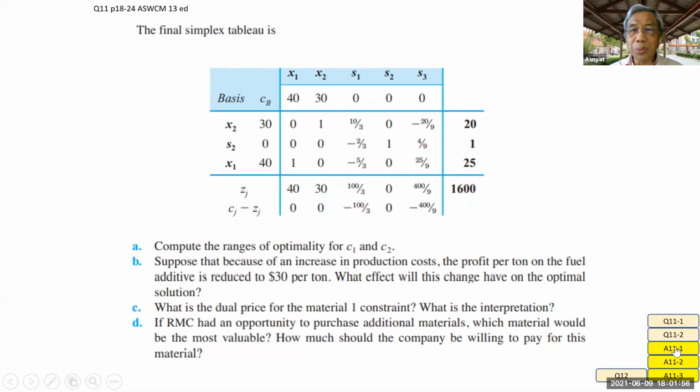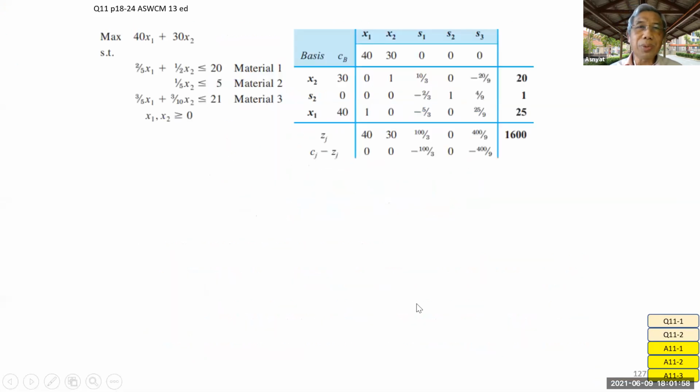So what do we do? Try to reproduce the table. This is the final simplex tableau. We are going to change this. We are going to find C1, the range of optimality for column 1. We are going to change this, and we are going to recalculate all the Z values and the Cj minus Zj values. Okay, let's do range of optimality.